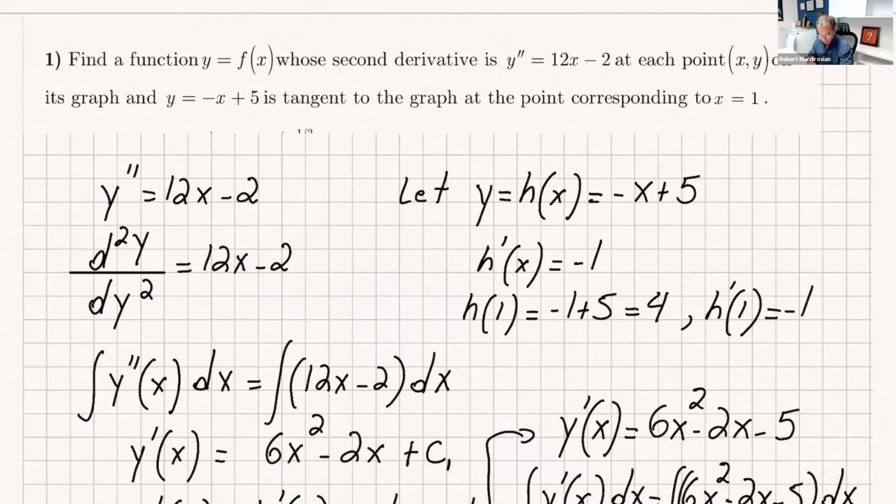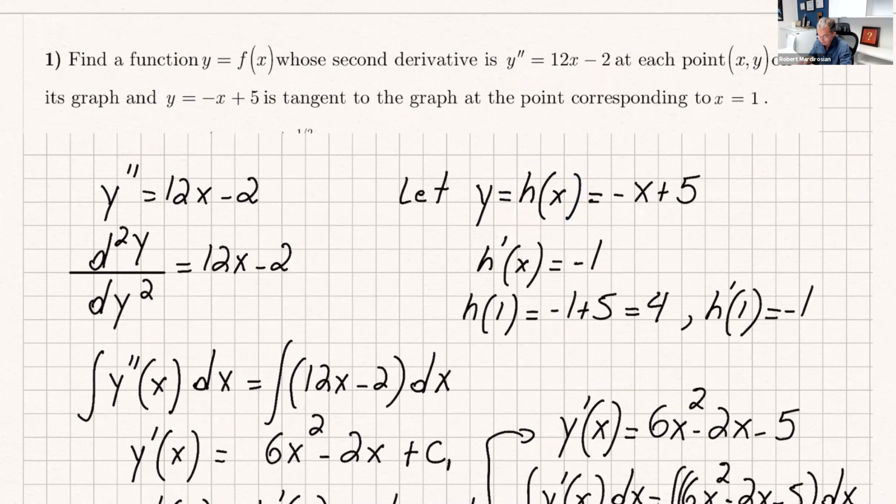So let's see. The first one says: find the function y equals f of x whose second derivative is 12x minus 2 at each point x, y on the graph, and y equals negative x plus 5 is tangent to the graph at the point corresponding to x equals 1. So the second derivative is everywhere. That's just the second derivative of that function. One thing I don't want you to get confused: if you take the integral of this function, you're not going to get that. That's maybe why I changed the name of that function to h of x.